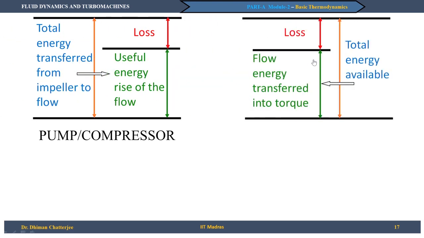In case of a turbine, the total energy available with the fluid we cannot extract. That energy that goes into the blades in the form of torque and the power produced is only a fraction, maybe a large fraction, maybe 80, 90, 95%, but not 100%. There is a component called loss.